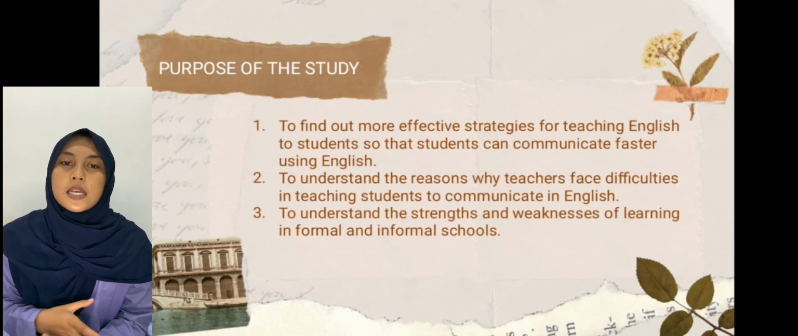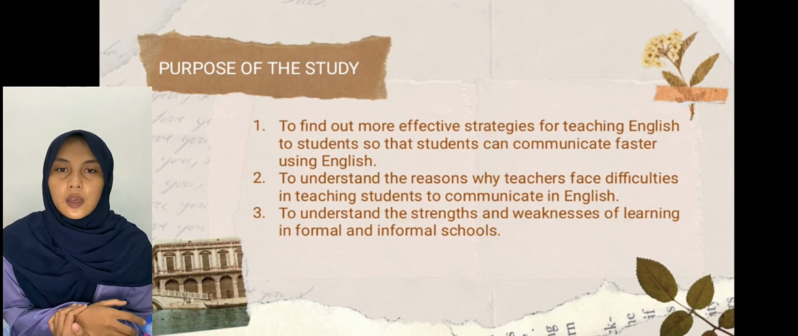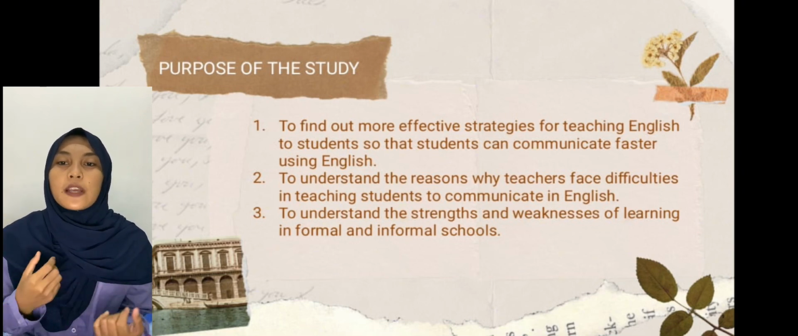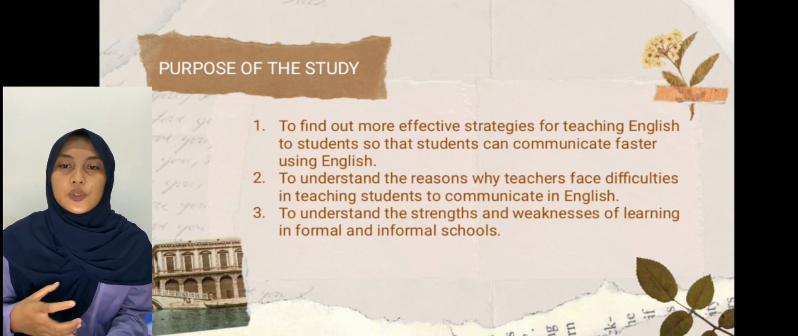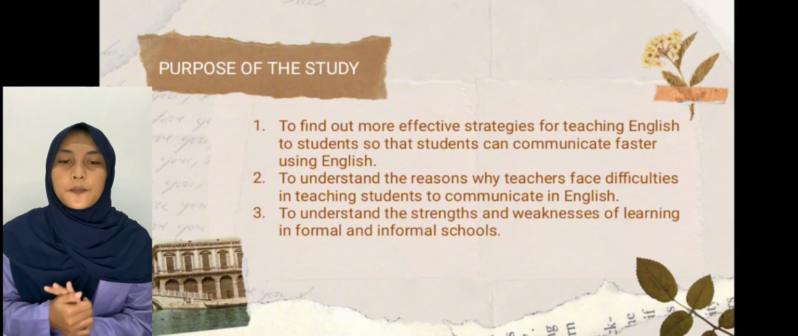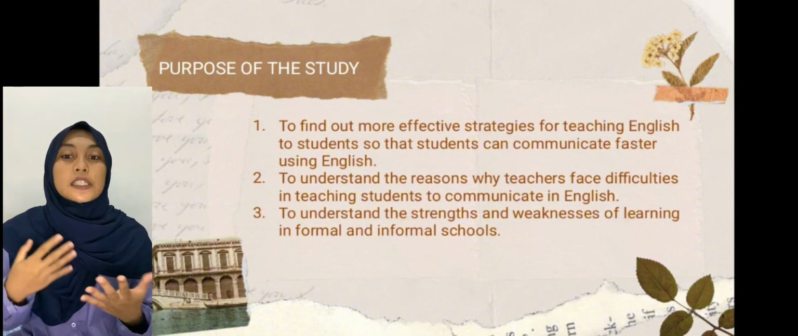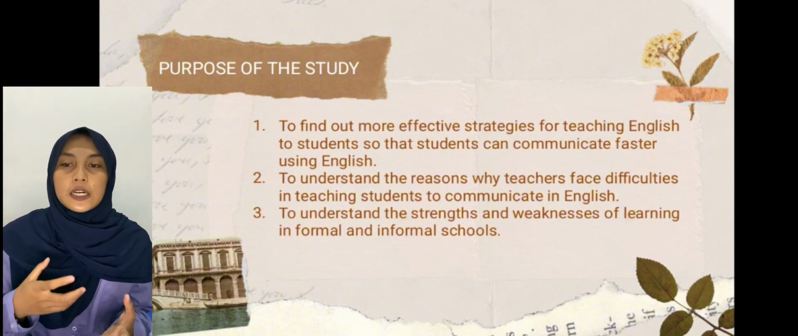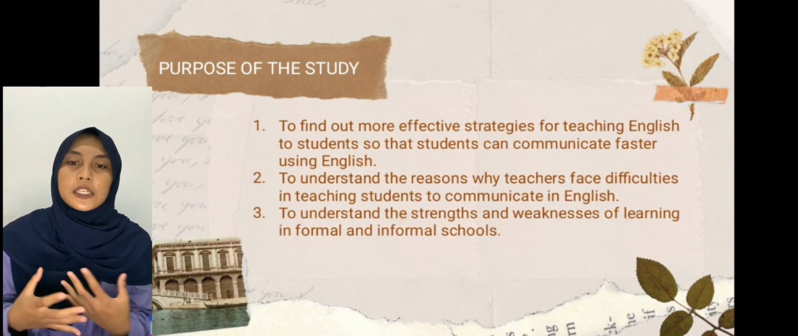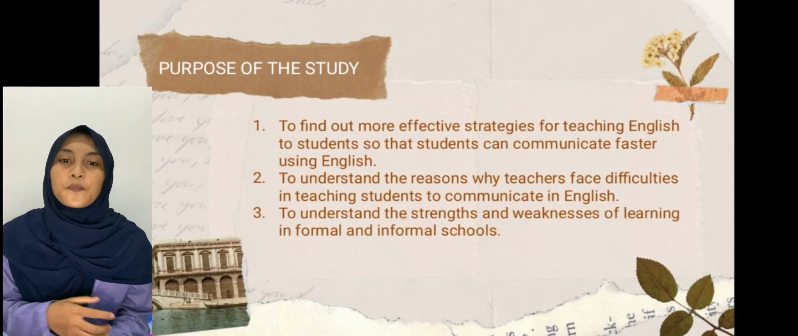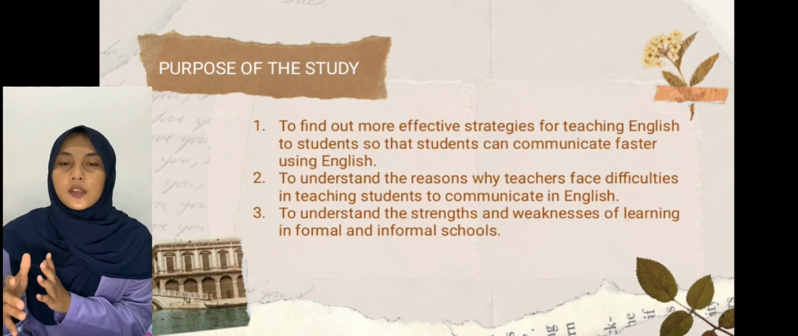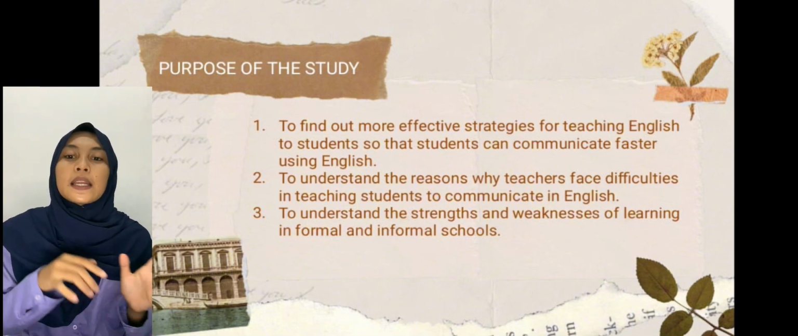So next is my purpose of the study. The first is to find out more effective strategies for teaching English to students so that students can communicate faster using English. The second is to understand the reason why teachers face difficulties in teaching students to communicate in English. The last is to understand the strengths and weaknesses of learning in formal and informal schools.